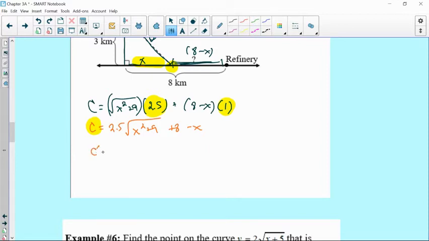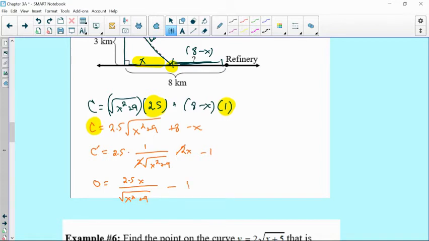So c prime is equal to 2.5 times 1 over 2 square root of x squared plus 9, because that's the derivative of a square root, times the chain rule, 2x, minus 1. Then we set this equal to 0. This 2 and this 2 cancel, so we get 2.5x over the square root of x squared plus 9, minus 1.